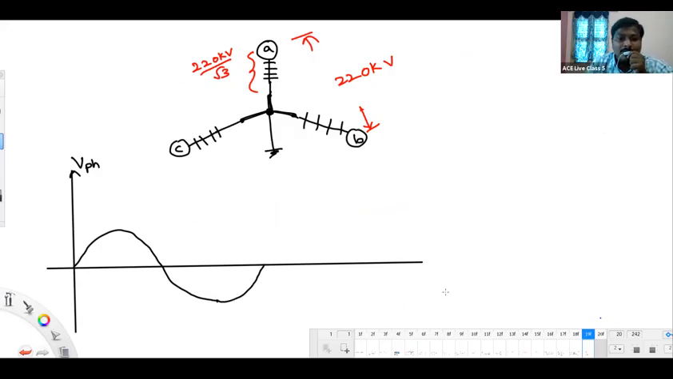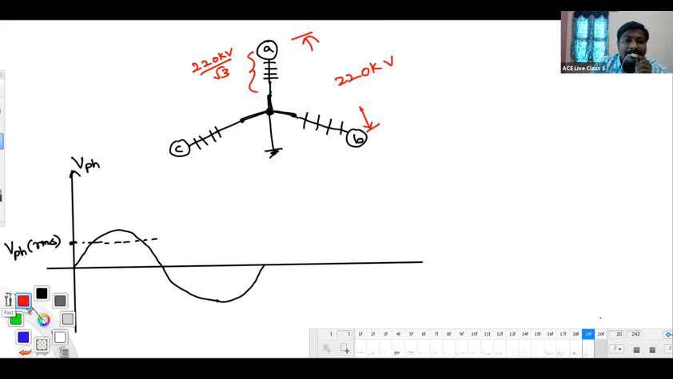And what is that 130 kV by root 3? That is the per phase RMS value. Maybe that 132 kV by root 3 may lie at this place. This is the phase RMS value location you can feel, 130 kV by root 3.